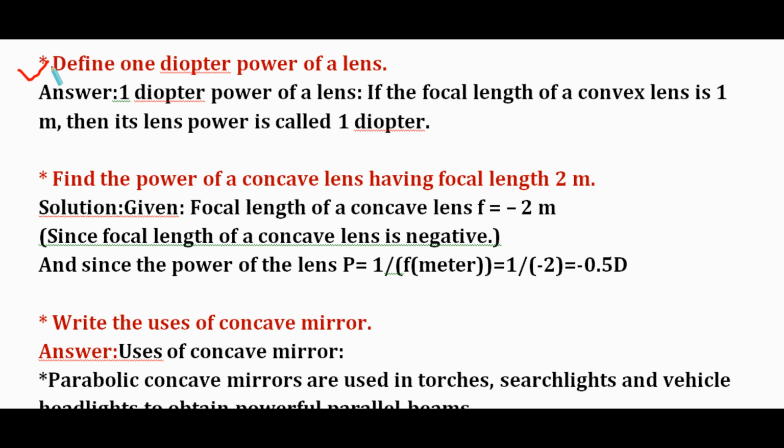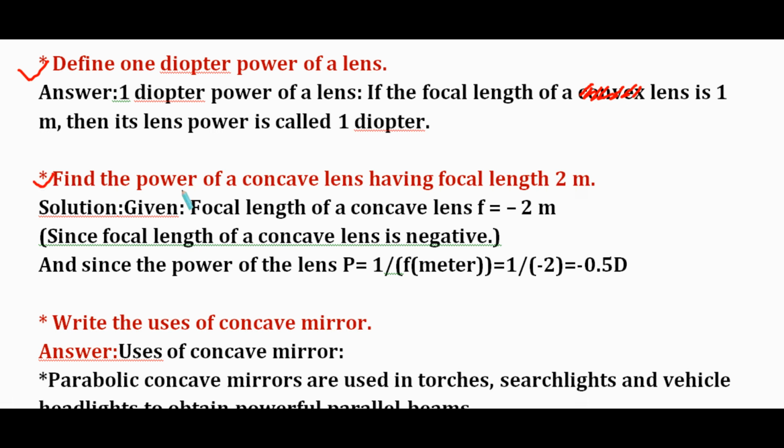Next question, define one diopter power of a lens. One diopter power of a lens: if the focal length of a lens is 1 meter, then its lens power is called 1 diopter. Please don't write convex, only use the word lens.